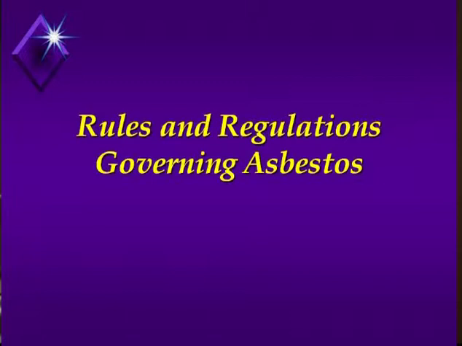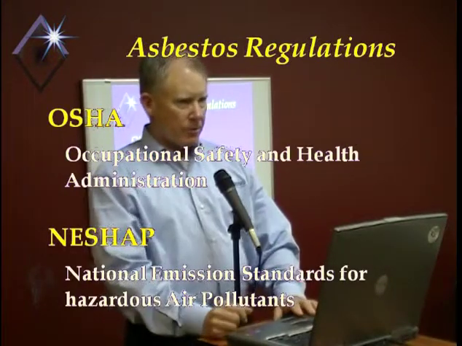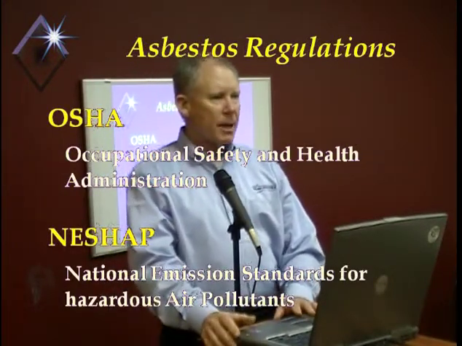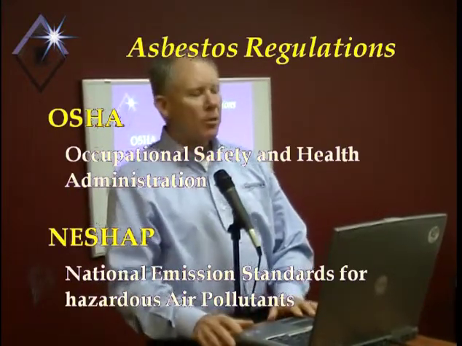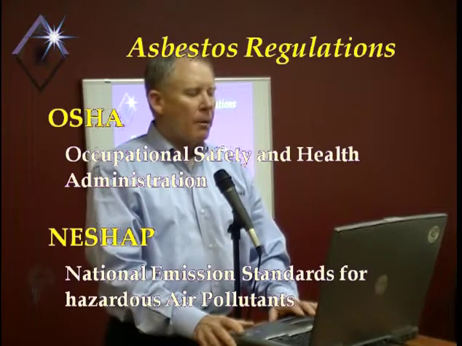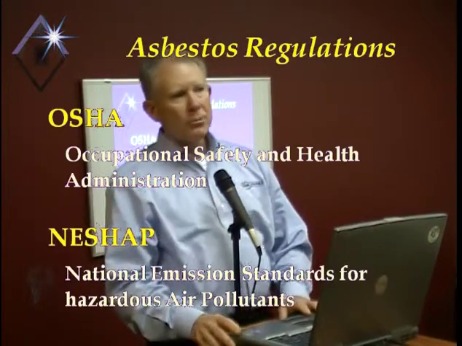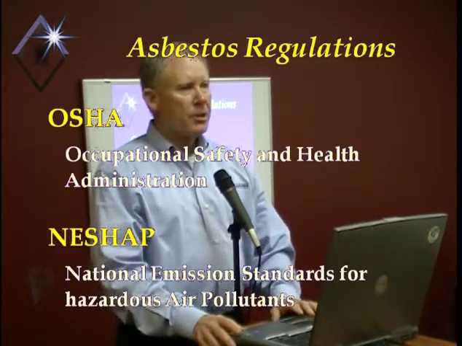So let's change gears here a little bit and get out of the conversations about asbestos disease and asbestos exposure and talk a little bit about the specific rules and regulations that have been established for dealing with asbestos. The first organization that has developed rules is an organization by the name of OSHA. That stands for the Occupational Safety and Health Administration. There is an air rule that was part of the Clean Air Act that is called NESHAP.